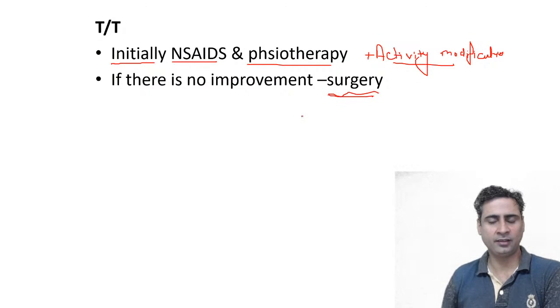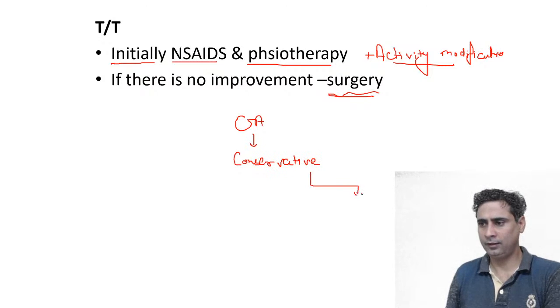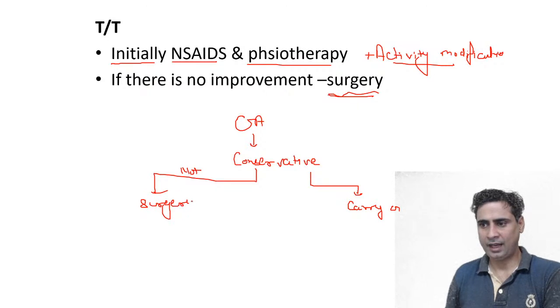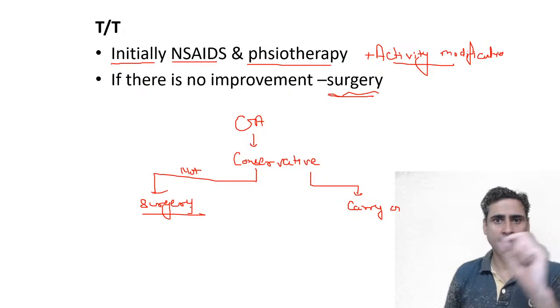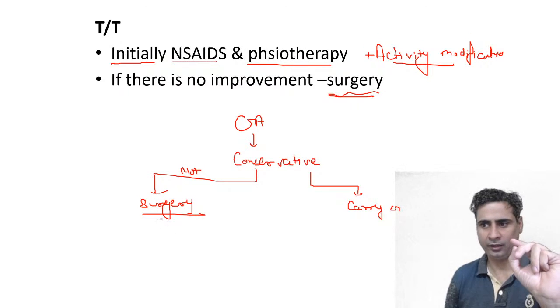Here we will discuss the surgeries for knee joint, where we do surgery for osteoarthritis most commonly in India. So if there is osteoarthritis of knee, we do conservative treatment. If the patient is improving, we carry on. If the patient is not improving, then surgery. And the type of surgery is usually guided by the age and the number of compartments involved.